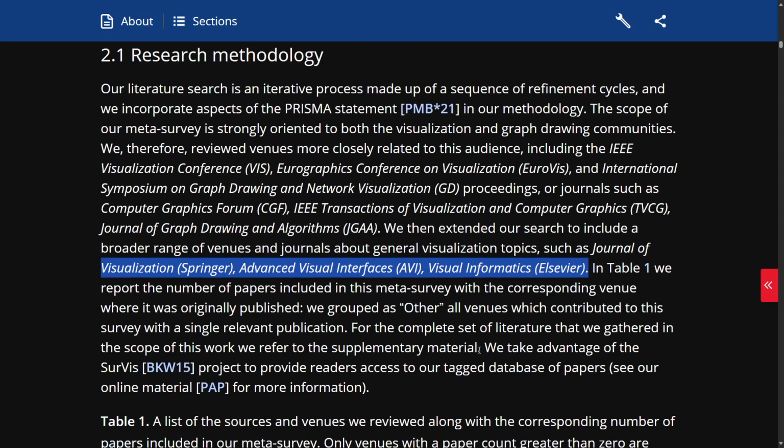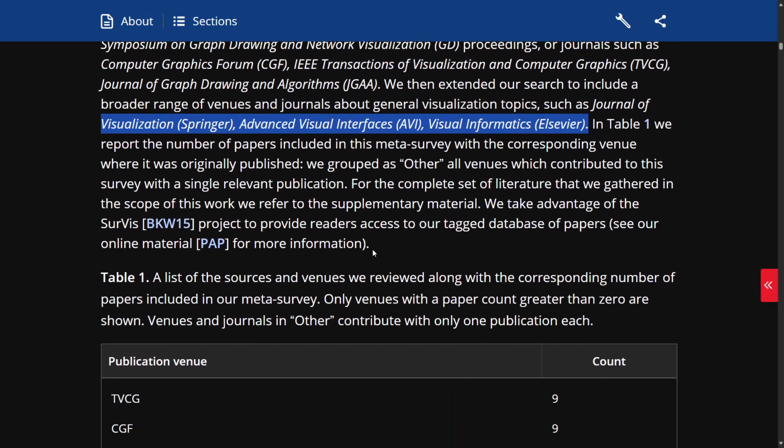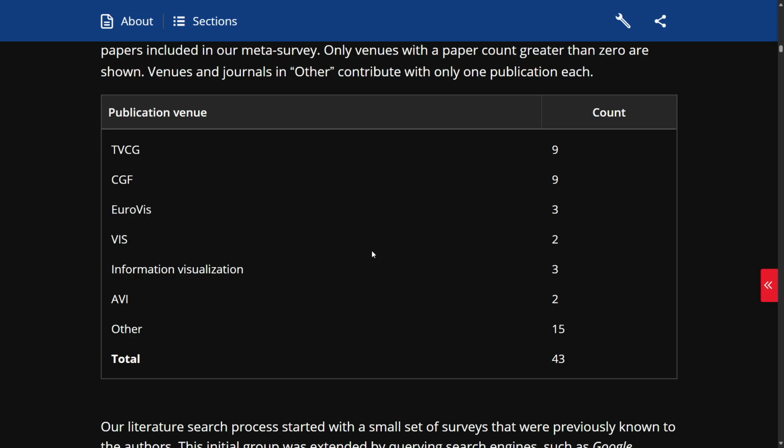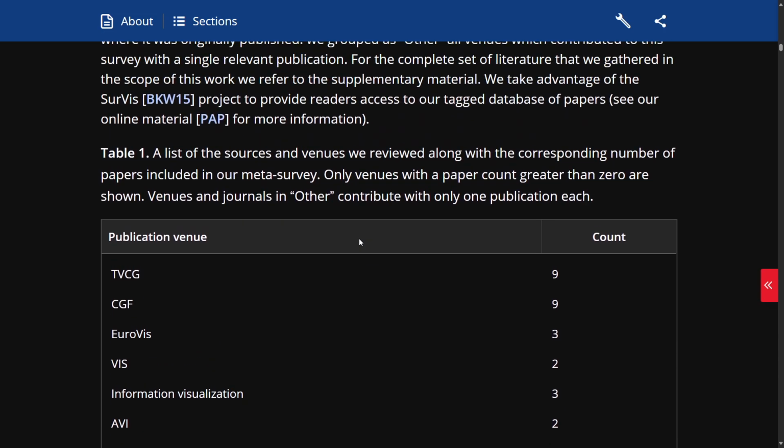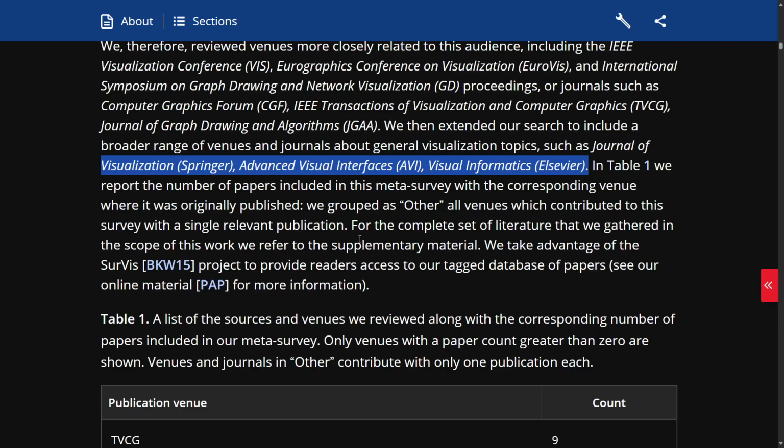In Table 1 we report the number of papers included in this meta-survey with the corresponding venue where it was originally published. We grouped as other all venues which contributed to this survey with a single relevant publication. For the complete set of literature that we gathered in the scope of this work, we refer to the supplementary material. We take advantage of the SurVis, BKW15, project to provide readers access to our tagged database of papers.